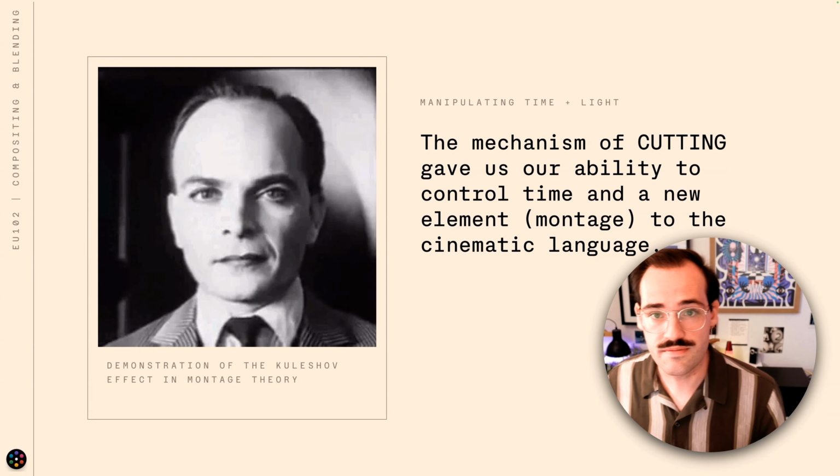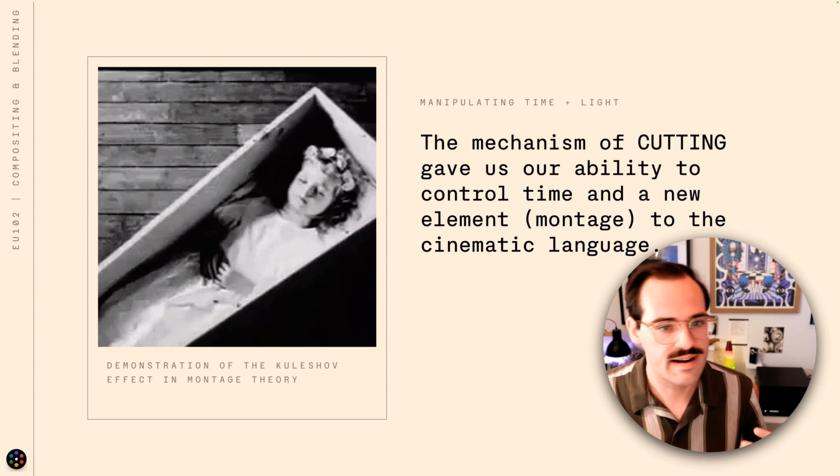So in the early days of film, editing was not a creative aspect. There was no narrative storytelling conveyed using editing. And as such, motion pictures were very much just motion pictures, just moving images. But the mechanism of cutting gave us the ability to control and manipulate time in order to convey ideas. This is what we call montage theory. You know, one shot plus another shot equals a third meaning. And this gave us a new element of the cinematic language when it came to manipulating time.